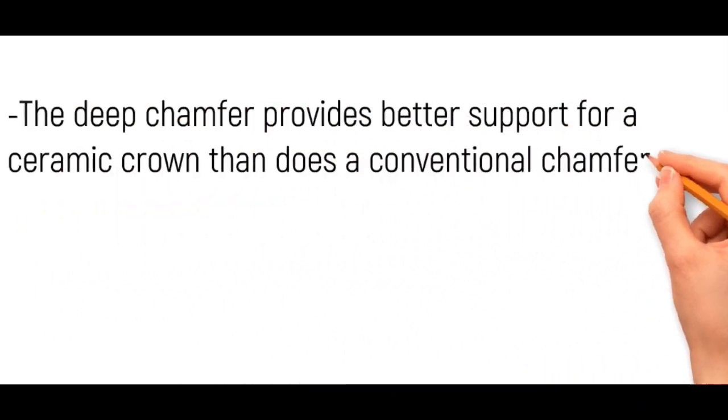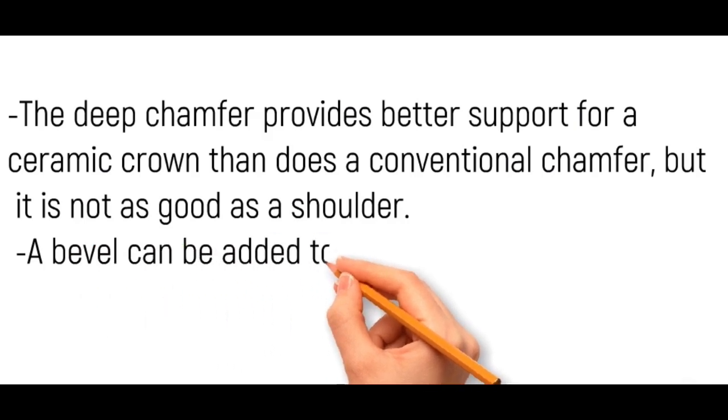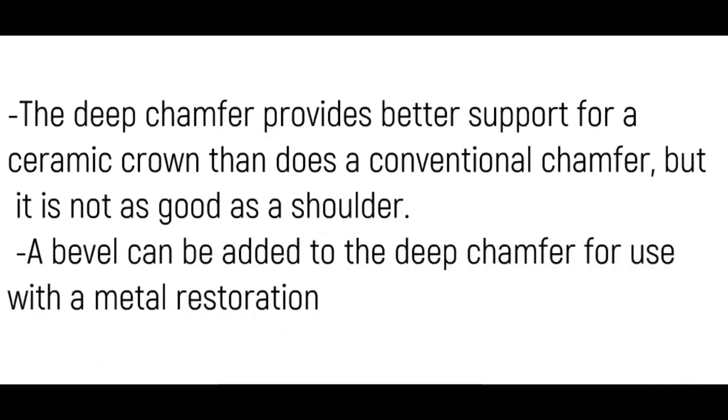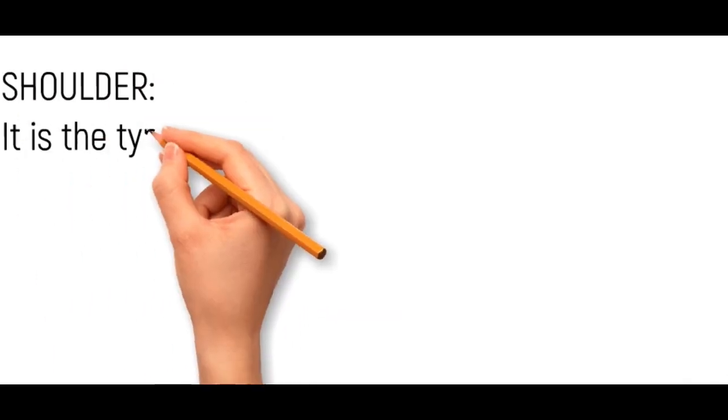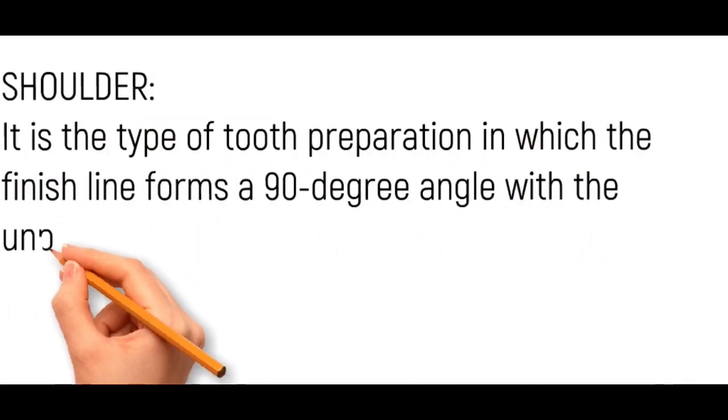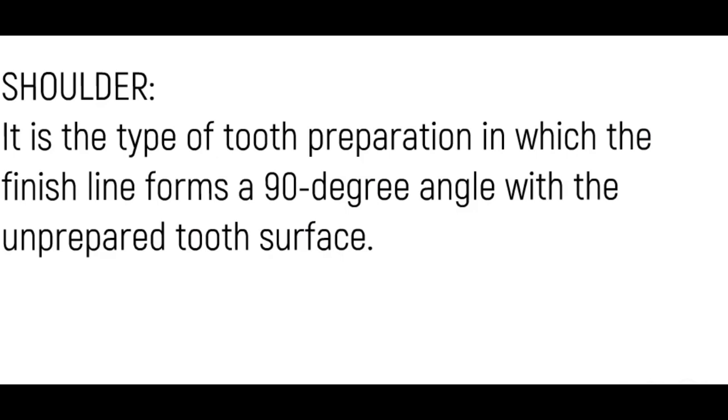The deep chamfer provides better support for a ceramic crown than does the conventional chamfer, but it is not as good as a shoulder. A bevel can always be added to the deep chamfer for use with a metal restoration. It is indicated in PFM crowns. Now the shoulder margin is a type of tooth preparation in which the finish line forms a 90-degree angle with the unprepared tooth surface.